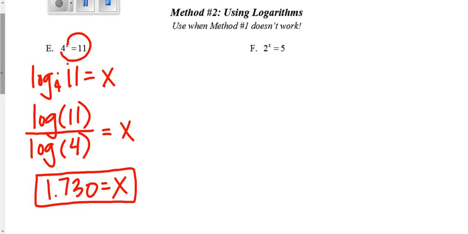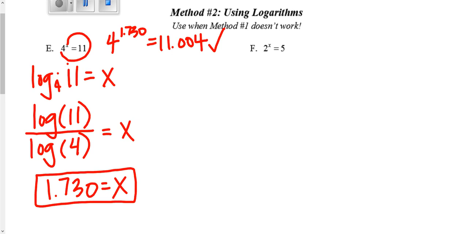So if I go back to the original problem and I do 4 to the 1.730 in my calculator, I get 11.004, which is good because remember I rounded that x value, but you can always plug it in to check your work if you don't feel comfortable with it.